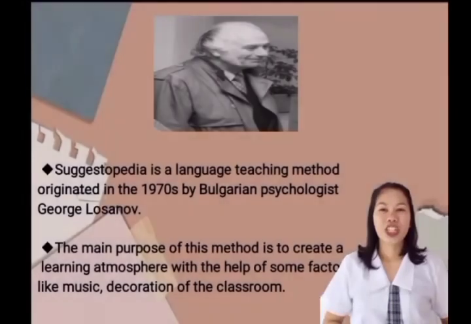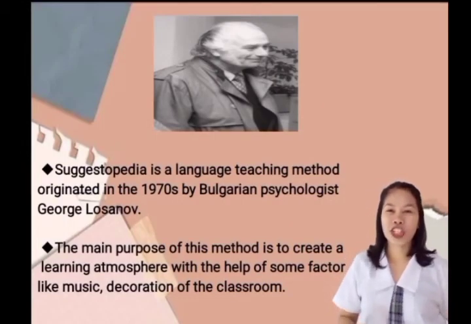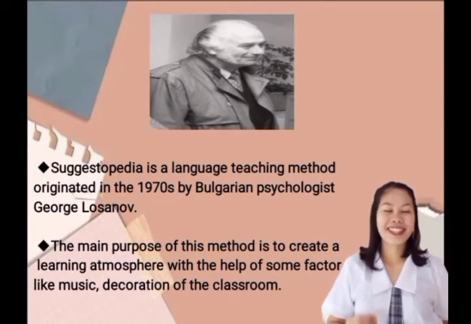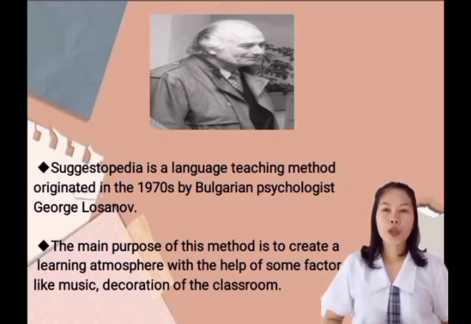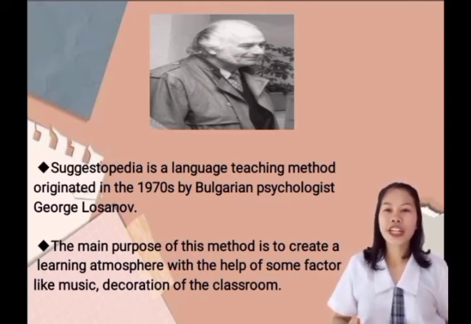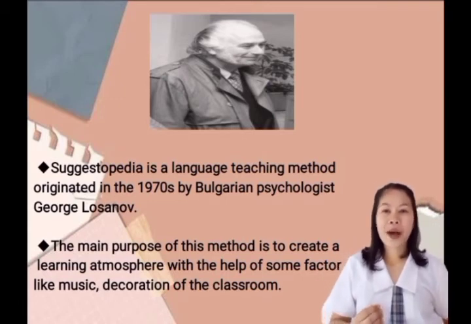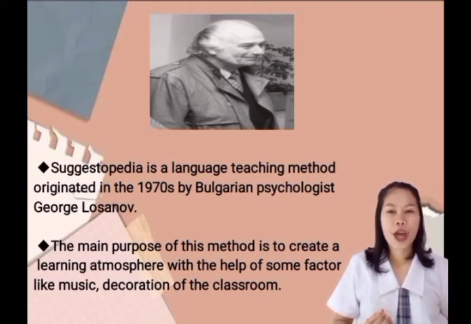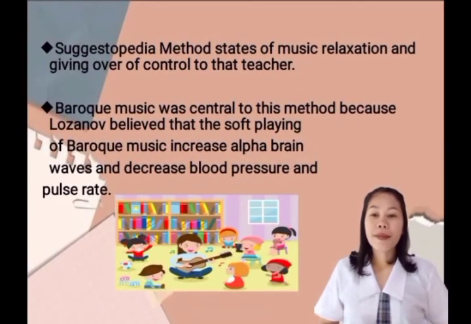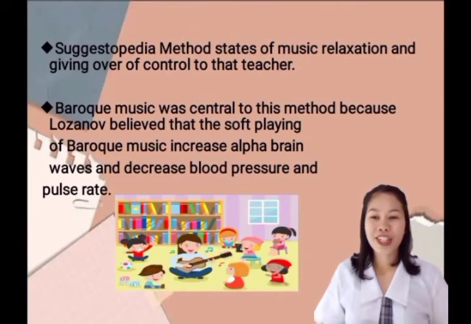Suggestopedia method. The Suggestopedia method is a language teaching method originated in the 1970s by psychologist Georgi Lozanov. The main purpose of this method is to create a learning atmosphere with the help of factors like music, decoration of the classroom, and so forth, in which pupils could process great quantities of material if simply given the right conditions for learning. The Suggestopedia method consists of music, relaxation, and giving over of control to the teacher.